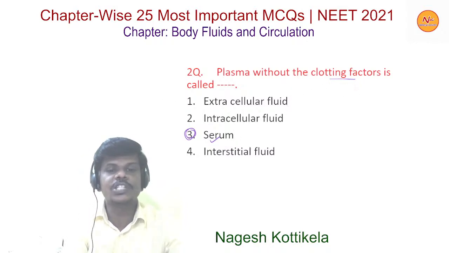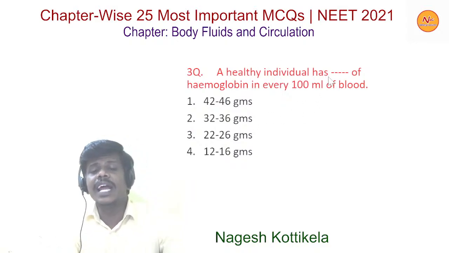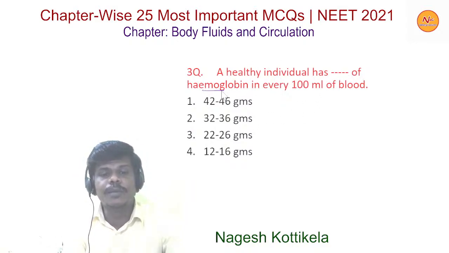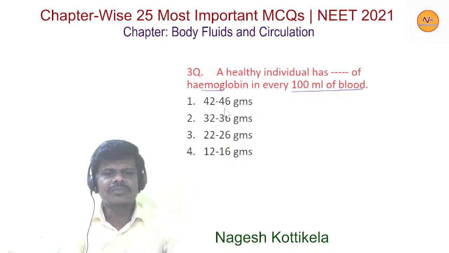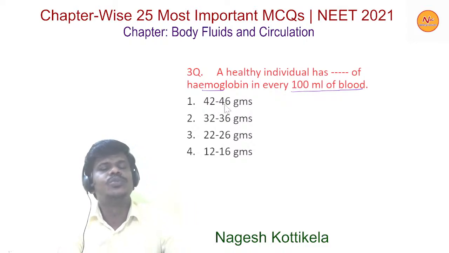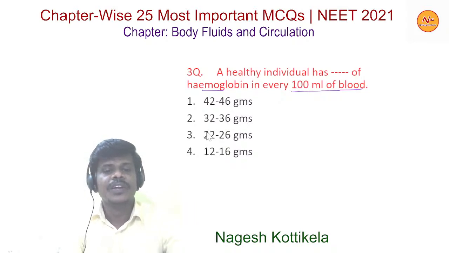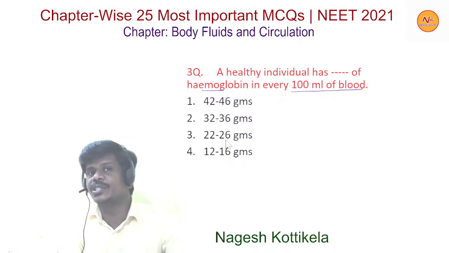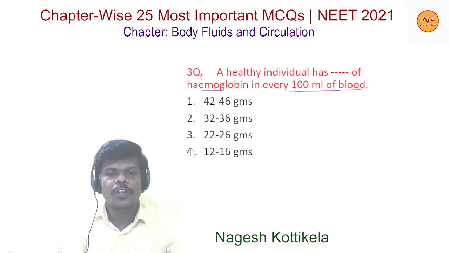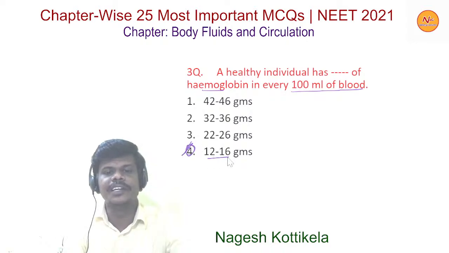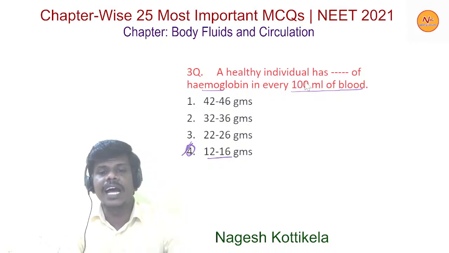Now moving to the next question. A healthy individual has dash of hemoglobin in every 100 ml of blood. Option 1, 42 to 46 grams. Option 2, 32 to 36 grams. Option 3, 22 to 26 grams. And option 4, 12 to 16 grams. Here option 4 is the right option. So a healthy individual has 12 to 16 grams of hemoglobin in every 100 ml of blood.